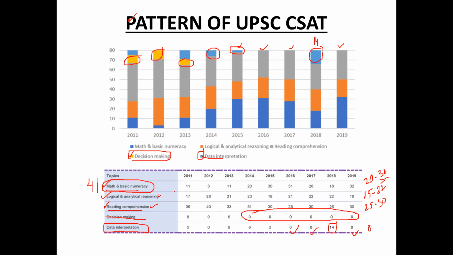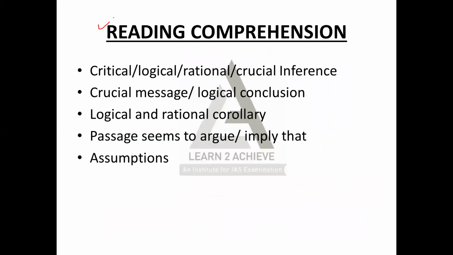Here lies the problem: if you just prepare and rely on these two topics, logical reasoning and reading comprehension, it would be a substantial problem for you in the paper. So you should be able to solve some maths and basic numeracy questions also, some 10 to 15 questions. We'll go in depth for each one of them. For a start, let's start with reading comprehension.